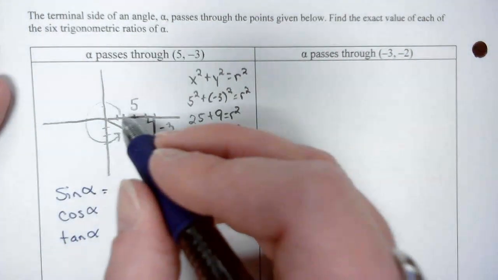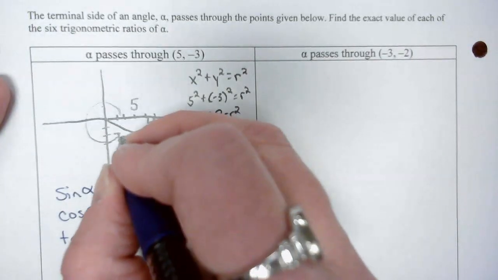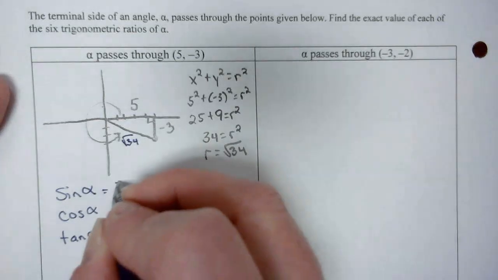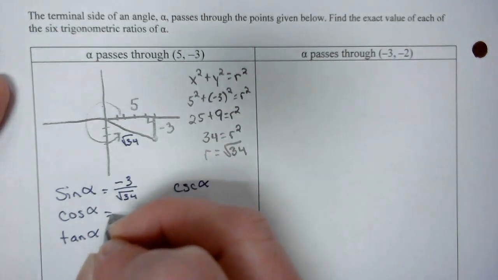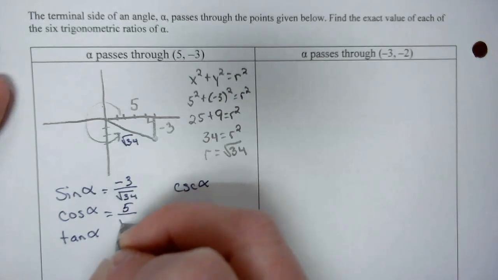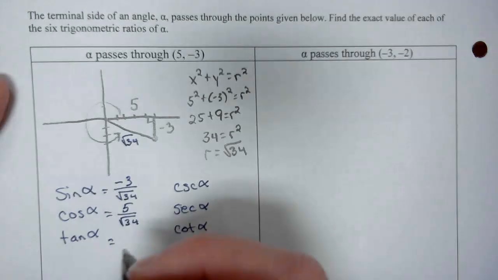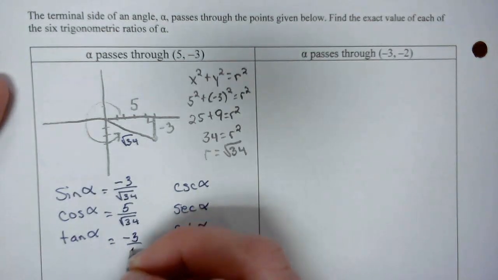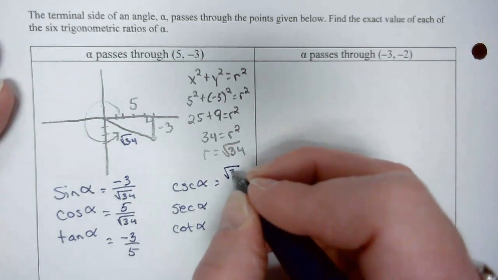So sine, opposite over hypotenuse. So this is the square root of 34. So negative 3 over the square root of 34. Cosine would be 5 over the square root of 34. Tangent would be opposite over adjacent, so negative 3 over 5. To find the other 3, we just flip them.